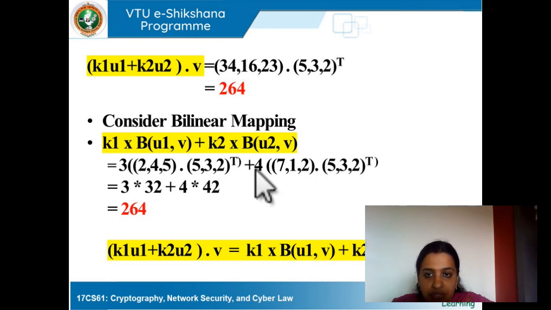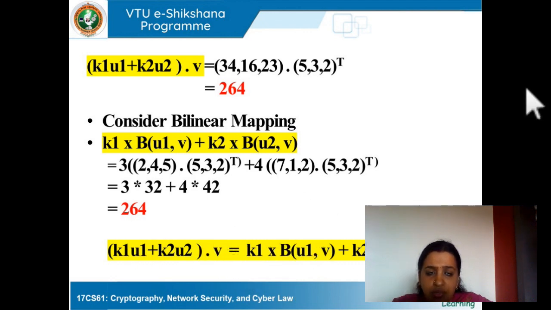similarly K2 is 4 and U2 is 7, 1 and 2 and V is 5, 3, 2. We are applying it in transpose. So the outcome of this dot product is 42. Now 3 into 32 plus 4 into 42 will give us 246. Over here we are able to prove that the LHS is equal to RHS.